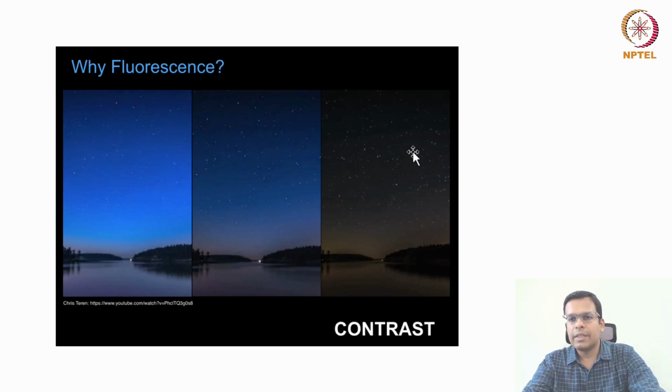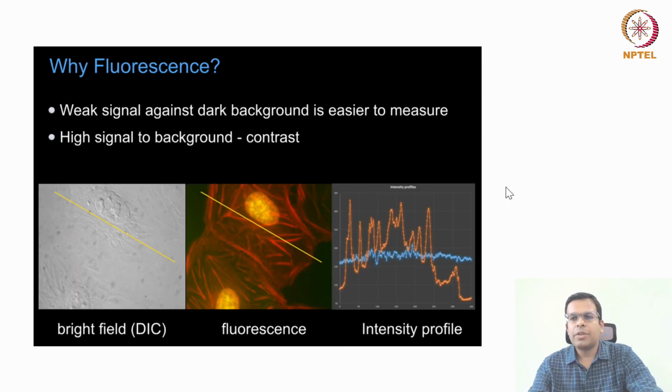So because of the good signal to noise, or the better contrast, it makes it easy to quantify that information and to see those structures. Another important advantage that is offered by fluorescence: a weak signal against a dark background is easier to measure, and high signal to background means a better contrast, as we discussed. So here you can see an image of a cell taken in the bright field mode, and here an image of a cell taken under the fluorescence mode, and then the intensity was measured.